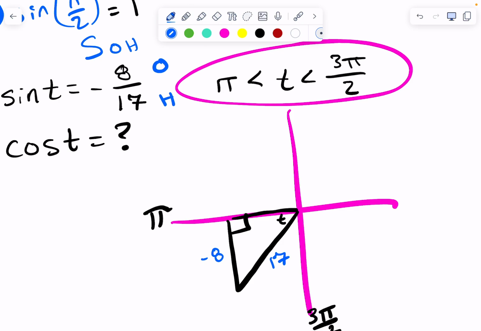Because 17 is not negative. This is never negative, right? Oh, shoot. Is this guy going to be negative? This top guy right here? Yeah, because he's going negative, right? So I'm going to put a negative there just so I don't forget. How do I find out what this guy is?